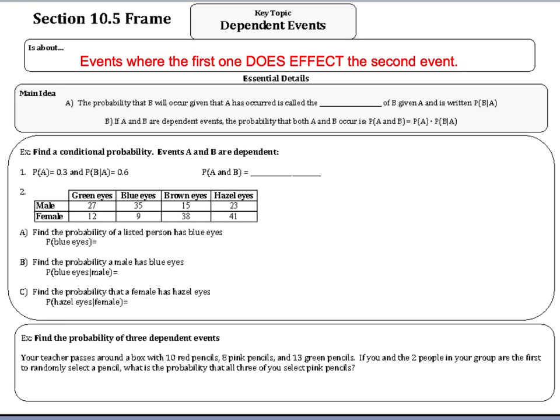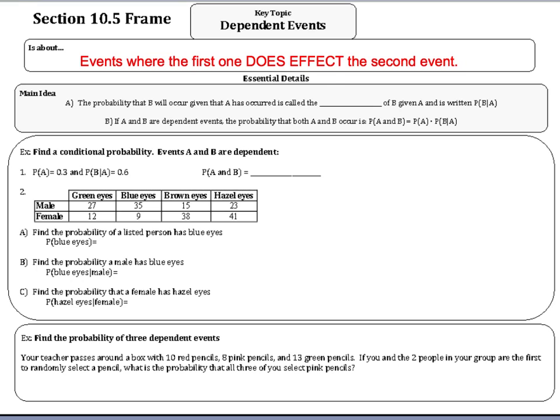Okay, let's flip your frame over. Now we're going to talk about dependent events. So this side is dependent events. These are events where the first one does affect the second event. So independent, they're on their own, they're separate. Now we're going to talk about where the first one does affect the second event.